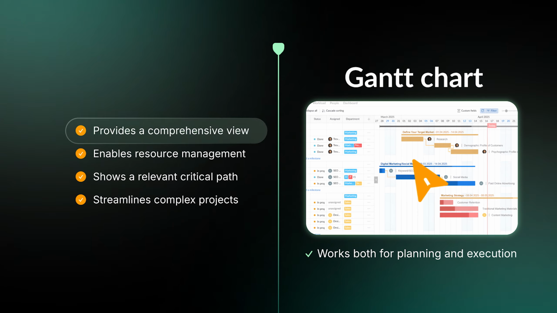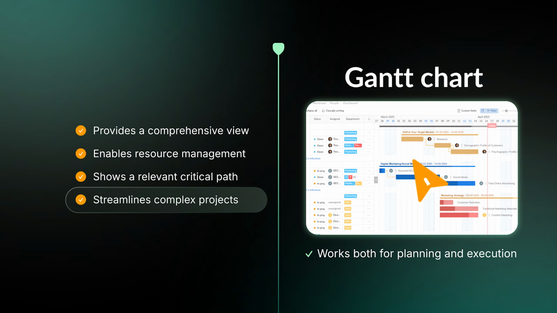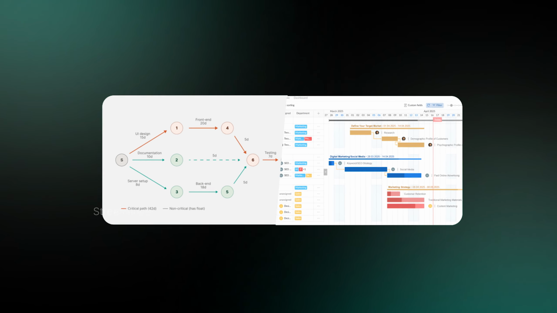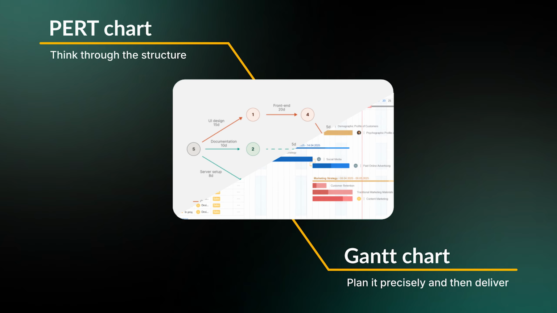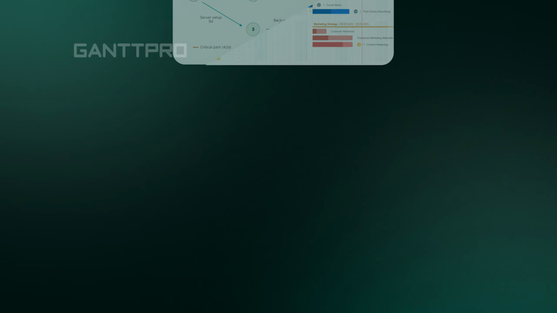it gives you the full picture: real dates, assigned people, tracked progress, and a critical path that reflects what's actually happening. It's especially valuable on complex projects with many work streams. In short, PERT chart helps you think through the structure. Gantt diagram helps you plan it precisely and then deliver it.